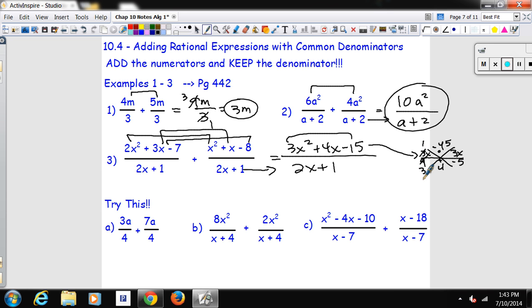Reduce that to a 1 and a 3. So x plus 3 and 3x minus 5. So you get rid of that, and that would be your answer. So x plus 3 times 3x minus 5 over 2x plus 1. You could have left it like that. It wouldn't have been wrong. It would just be better reduced if you factor it.